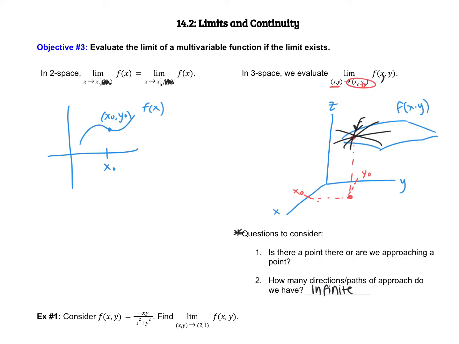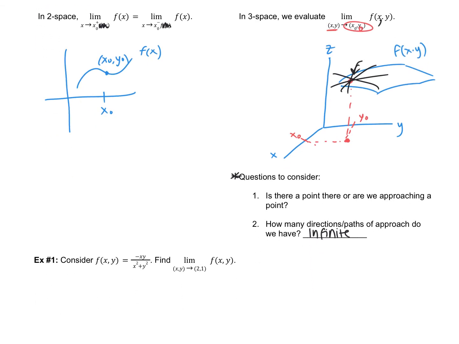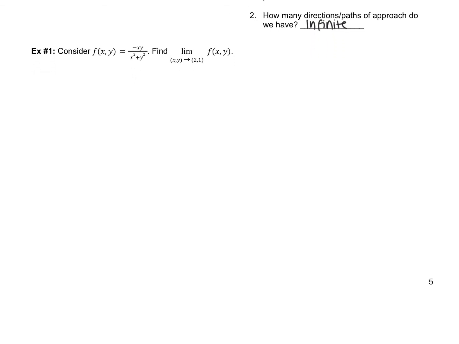That's very different from what we saw in two-space. In two-space, there are only two paths. We can approach from the left, we can approach from the right. So when we're finding our limit, if we find the limit from the right and the limit from the left, and they're the same, then we know that our limit exists, and the value of that limit is wherever that point is approaching. In three-space, that's significantly harder because there are infinitely many paths of approach. So there's no way for us to check all of them. So let's look at some examples and what this is going to tell us.